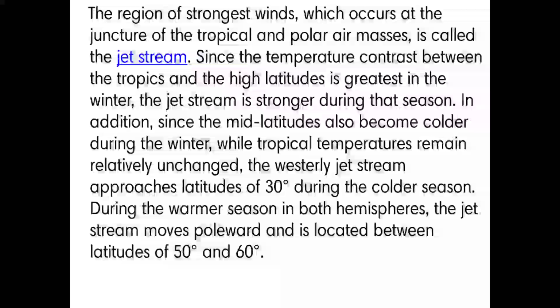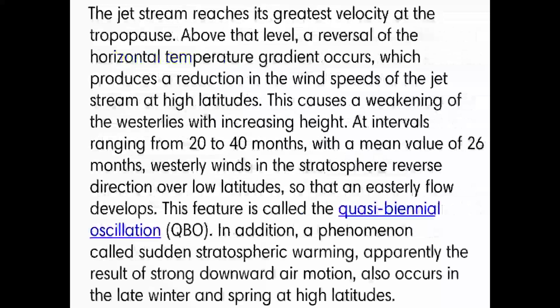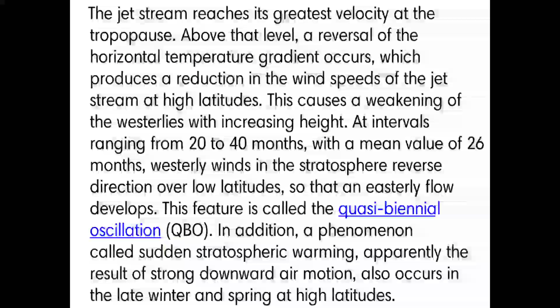Since the temperature contrast between the tropics and the high latitudes is greatest in the winter, the jet stream is stronger during that season. In addition, since the mid latitudes also become colder during the winter, while tropical temperature remains relatively unchanged, the westerly jet stream approaches a latitude of 30 degrees during the colder season. During the warmer season in both hemispheres, the jet streams move poleward and are located between latitudes of 50 degrees and 60 degrees. The jet stream reaches its greatest velocity at the tropopause.